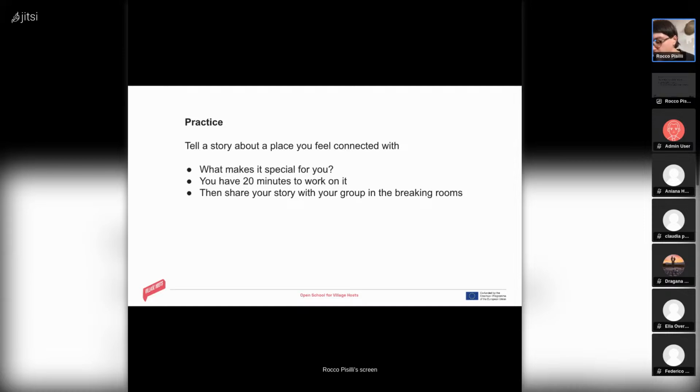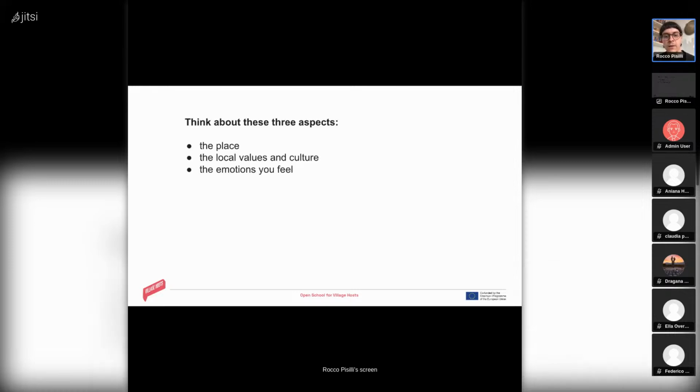I don't know how many people are connected right now, but I created 5 different breakout rooms. But maybe we can also use just 3 breakout rooms. I think that is a good number. Before going to the breakout rooms, I want to be sure that what I'm asking you is clear, and I also want to help you think about the story you want to tell about your place.